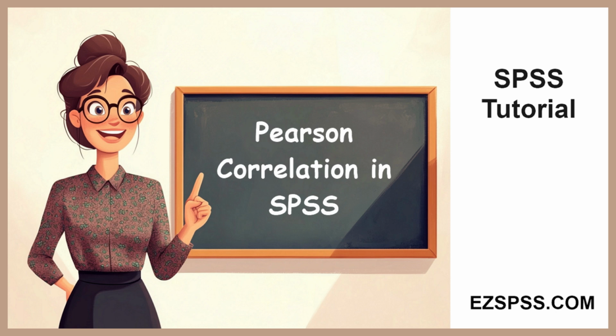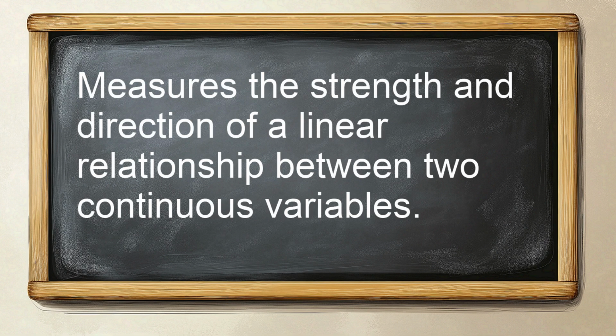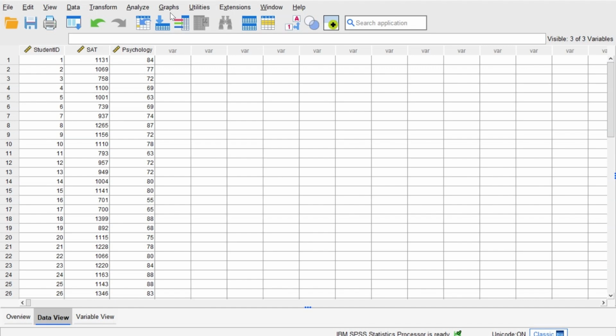In this quick tutorial, we'll show you how to calculate the Pearson correlation coefficient in SPSS and how to interpret the results. Pearson's correlation measures the strength and direction of a linear relationship between two continuous variables. In this tutorial, we're going to use a hypothetical data set of students' SAT scores and their psychology exam scores. We want to see whether there's a correlation between these two variables. Let's find out using Pearson's correlation.